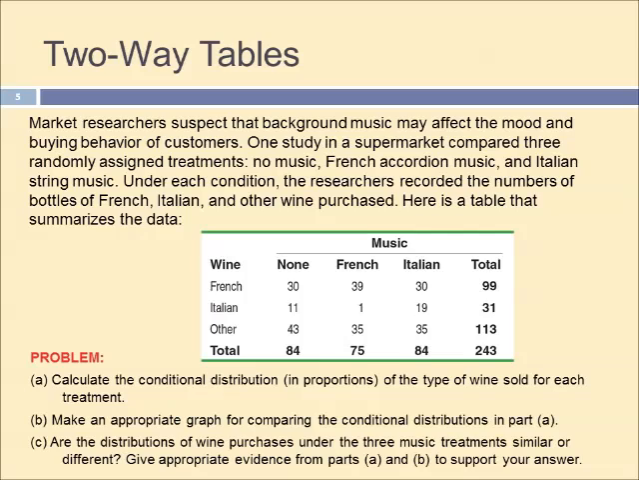So in order to do a comparison, we have a few problems to resolve here. First, we need to calculate the conditional distribution in proportions of the type of wine sold for each treatment. We saw this earlier when we were talking about Simpson's paradox. Make an appropriate graph for comparing the conditional distributions in Part A. And then, are the distributions of wine purchases under the three music treatments similar or different? And we want to give appropriate evidence from parts A and B to support the answer.